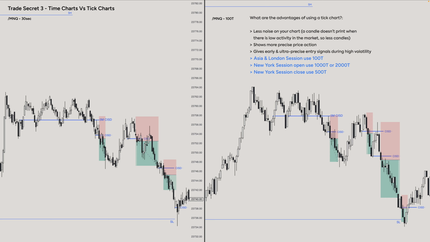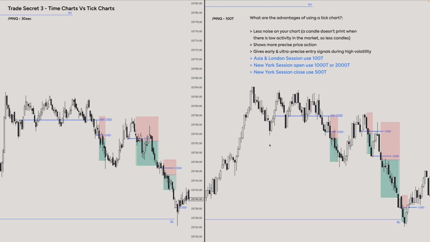The first big advantage is your chart will look much cleaner. Right, so just look at the amount of candles on the 30 seconds chart. Look at how many candles there are. Now look on the tick chart at how few candles there are in comparison to the 30 seconds chart. It's almost half the candles of the 30 seconds chart. Now there's a big advantage to that because it makes your chart way cleaner. It makes the price action really precise and clean. And it also gives you early or extra precise entry signals.